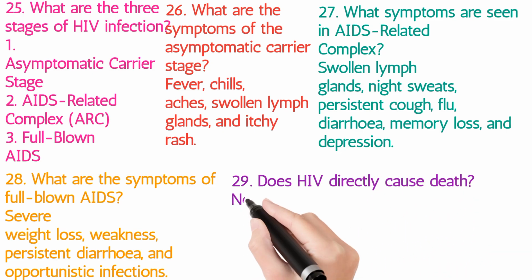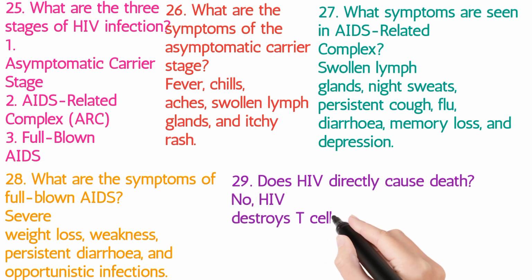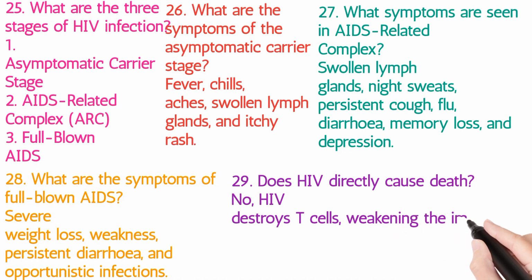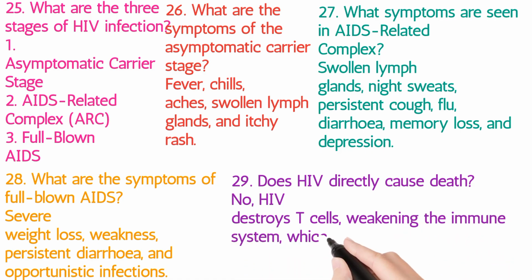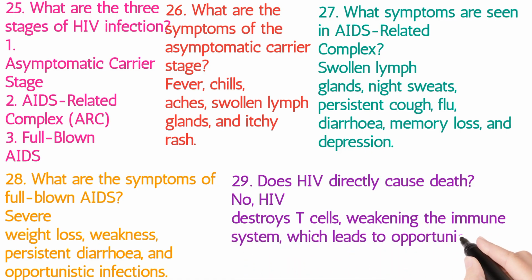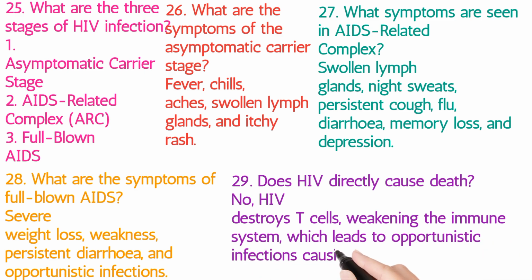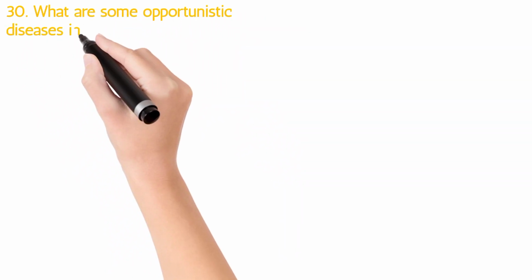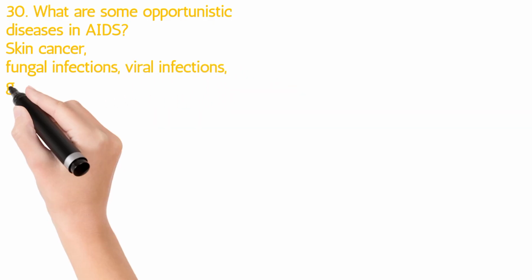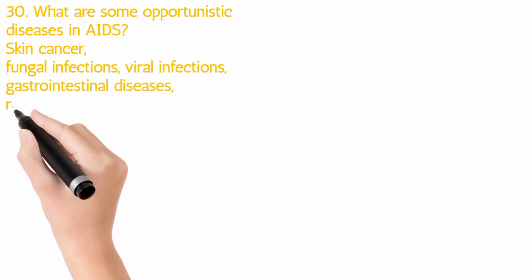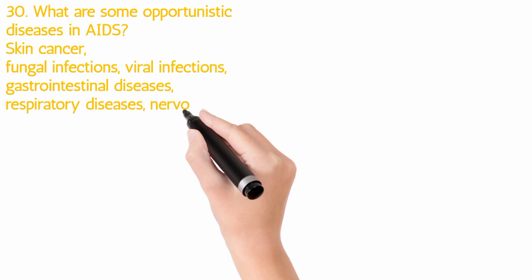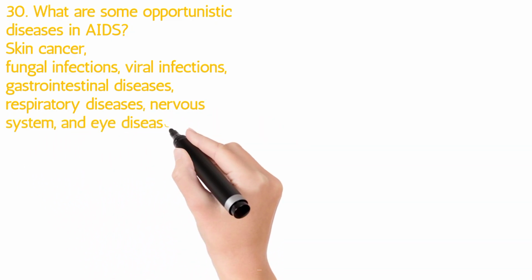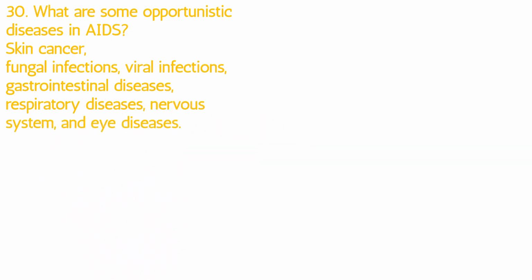Opportunistic diseases. 29. Does HIV directly cause death? No. HIV destroys T cells, weakening the immune system, which leads to opportunistic infections causing death. 30. What are some opportunistic diseases in AIDS? Skin cancer, fungal infections, viral infections, gastrointestinal diseases, respiratory diseases, nervous system, and eye diseases.